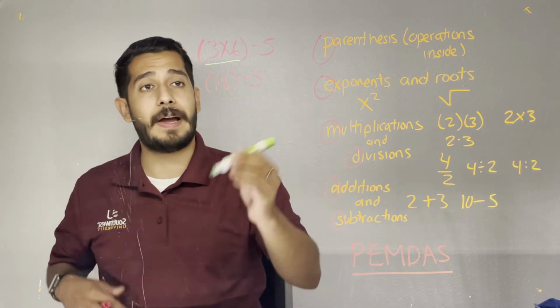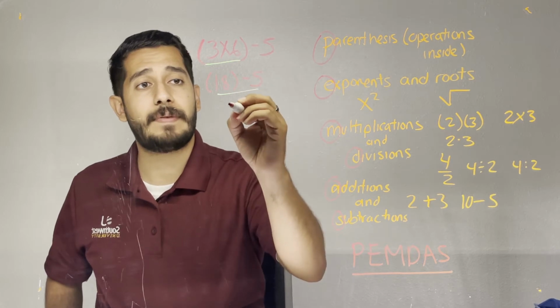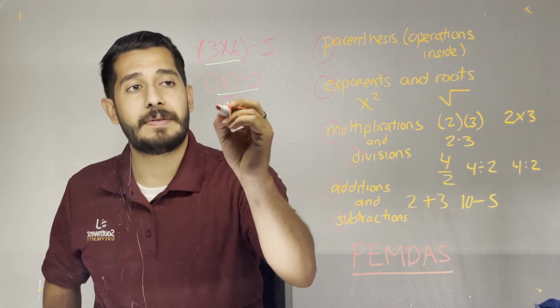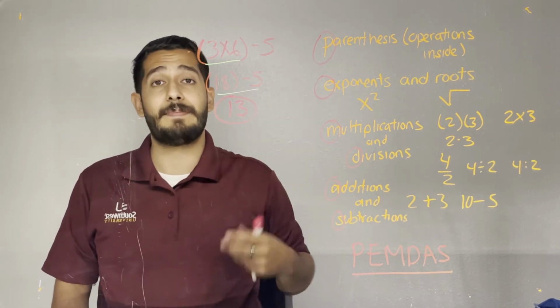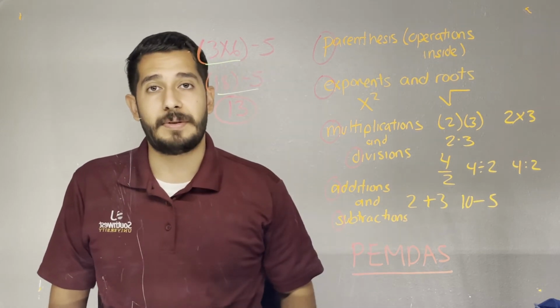18 minus 5, the subtraction, and 18 minus 5 is going to be 13. And this will be the simplest or most simplified form of this first expression.